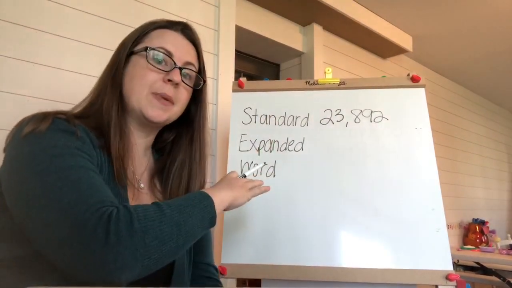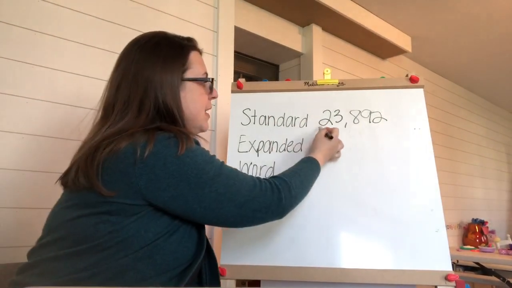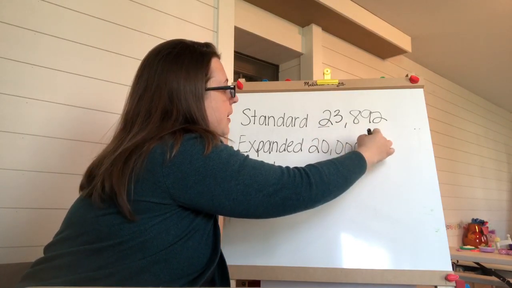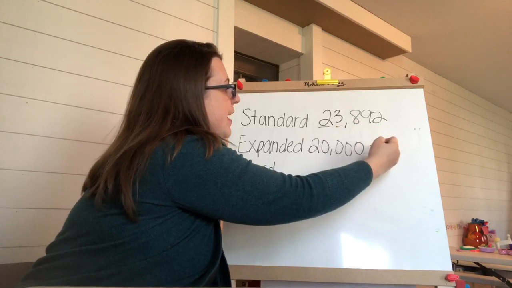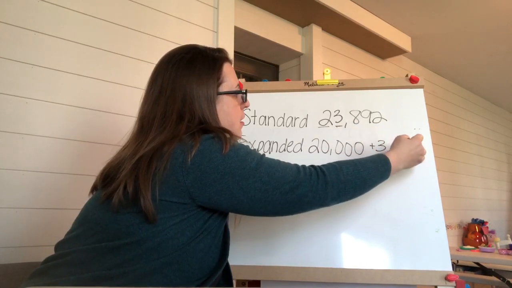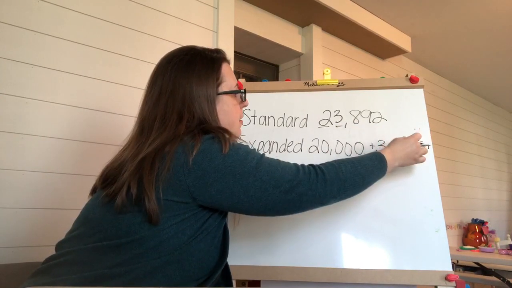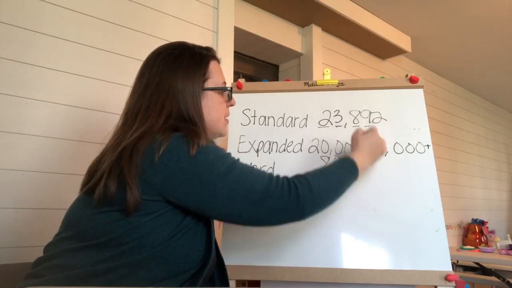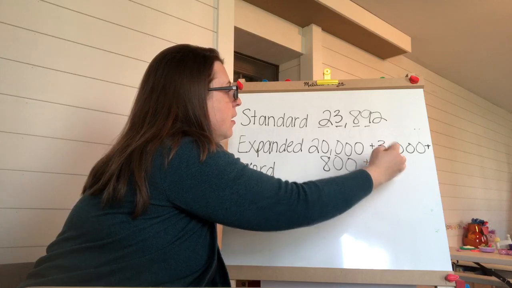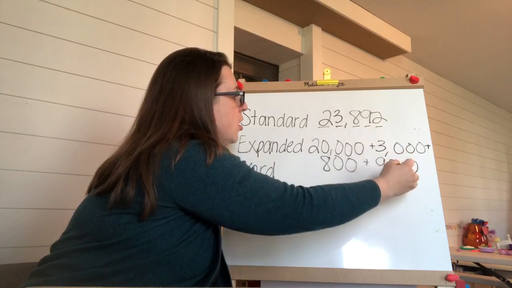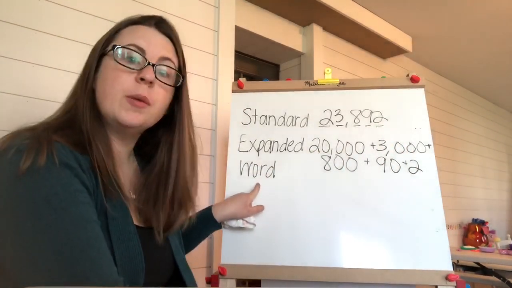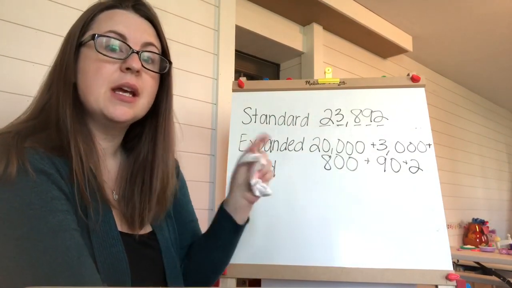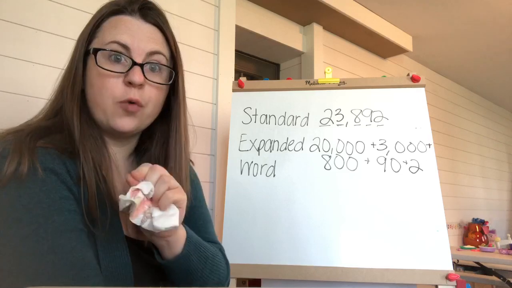So we start with our biggest place value, which would be in the 10,000s, and that means I have 20,000 plus 3,000 plus 800 plus 90 plus 2. With word form, however you say the number is exactly how you write the number, as if it was just word format, okay?